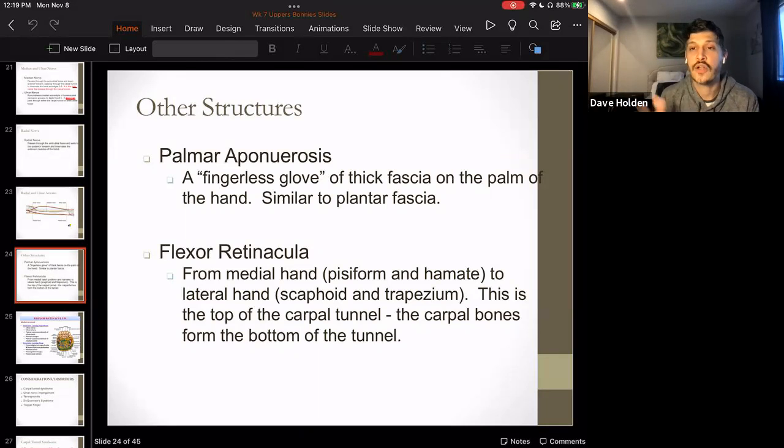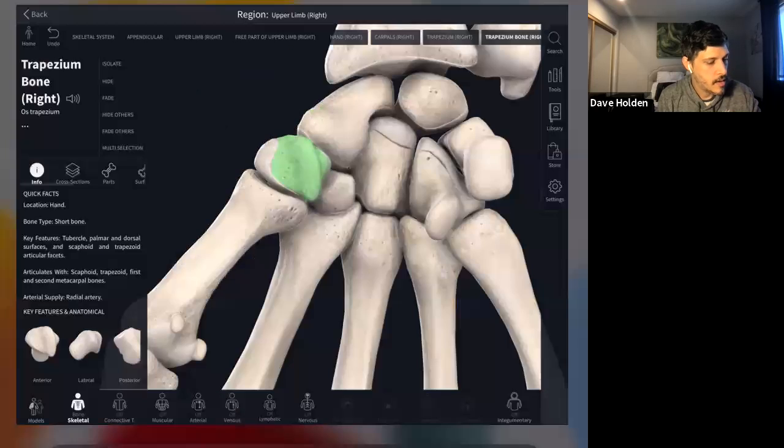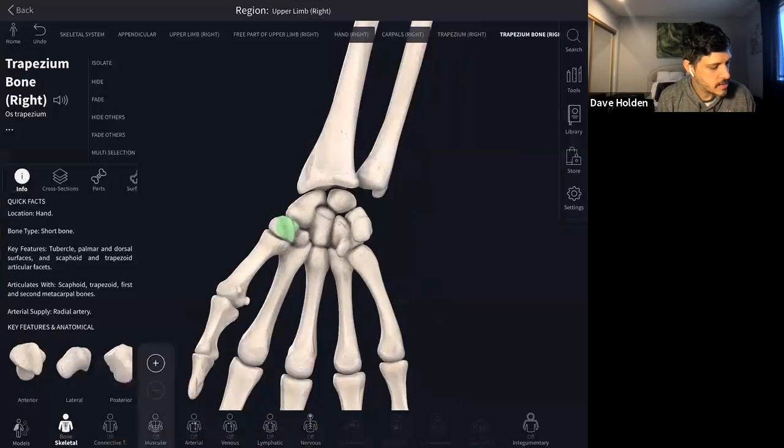Next, we have the flexor retinacula. A retinaculum, if you think about them like bracelets or anklets, where lots of tendons are all traveling in the same direction, a retinaculum is a strap that just holds all of them down in place. So the flexor retinacula runs from the pisiform and the hamate all the way to the lateral hand where the scaphoid and trapezium go. I will show you guys in the anatomy app. This is going to sit right over the wrist.